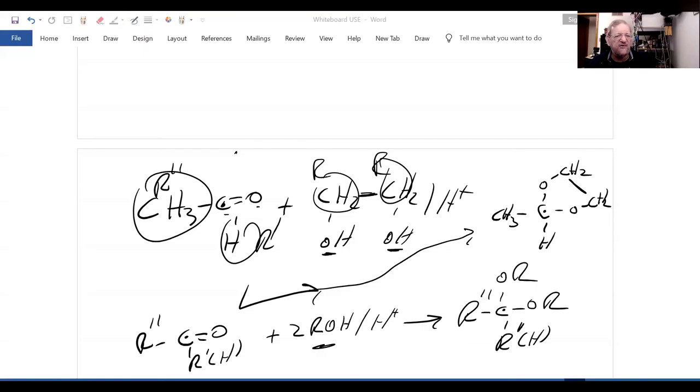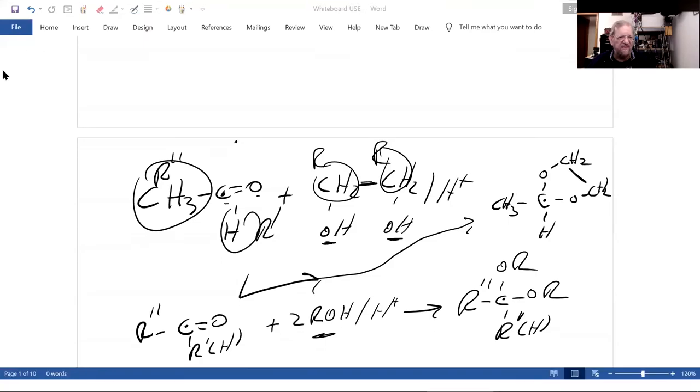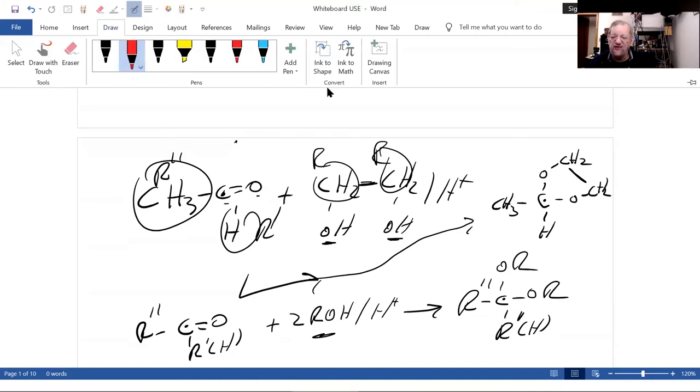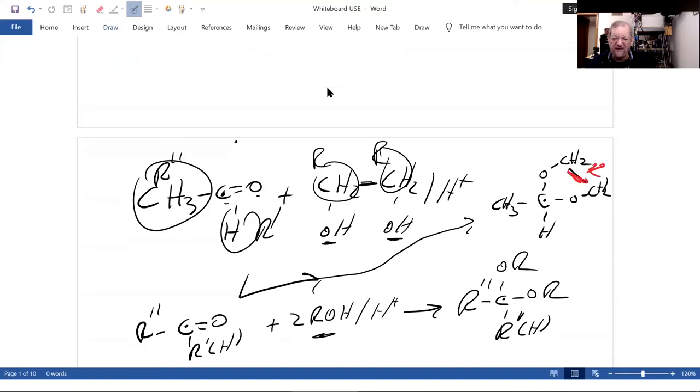Now, can you guys keep a secret? For some reason that I've never been able to figure out, students like to forget to put this bond right here in. I don't know why they leave it out, but remember, there's always four bonds to carbon, and you don't break carbon-carbon single bonds. Don't forget that bond.